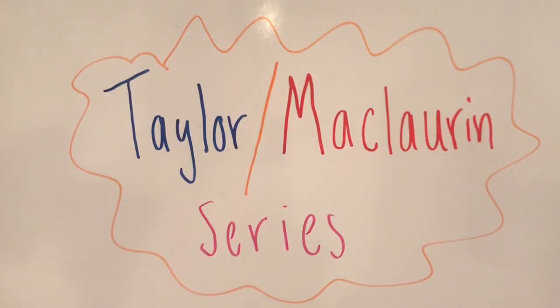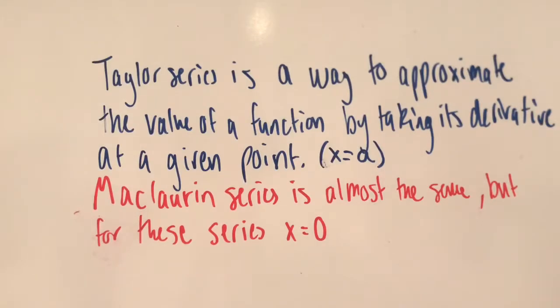Today we're going to be talking about Taylor and Maclaurin series. A Taylor series is a way to accurately approximate the value of a function by taking its derivative at a given point. It is a series expansion around a point x equals a. The Maclaurin series, however, is much easier because the given point is x equals 0. This will come in handy later.